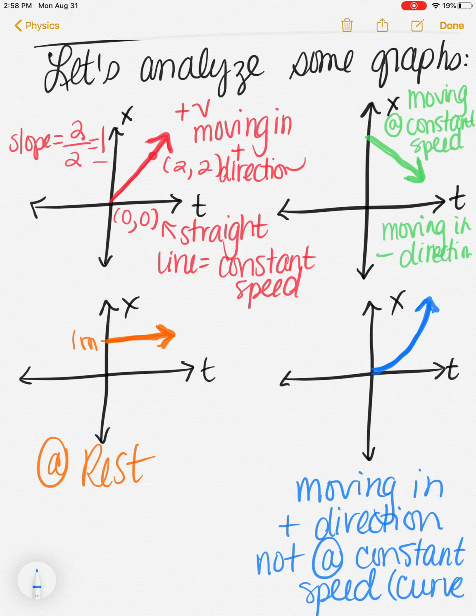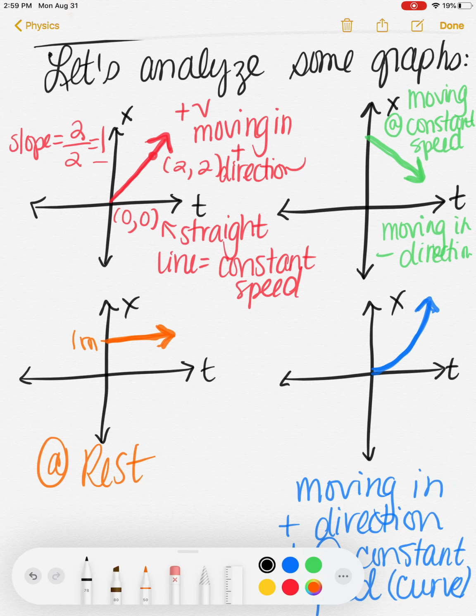All right, so anytime you have a curve, you do not have constant speed. Anytime you have a straight line, you have constant speed. And if it's a flat line, your object is at rest.